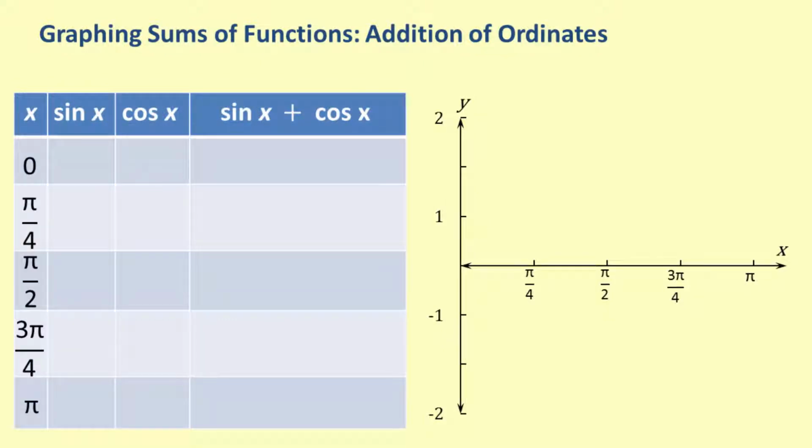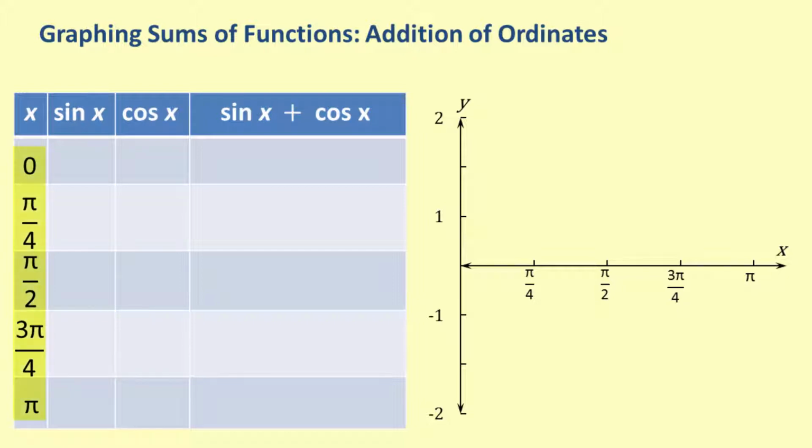In this video, we will graph sums of trigonometric functions using a method called the addition of ordinates. Let's take a look at the graph of y equals sine of x and y equals cosine of x on the interval from x equals 0 to x equals pi.